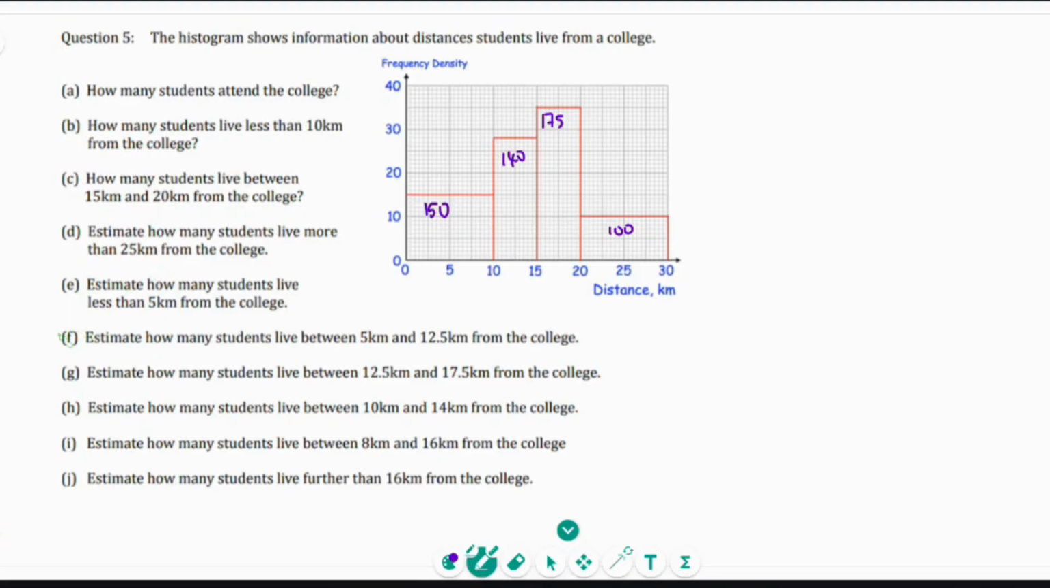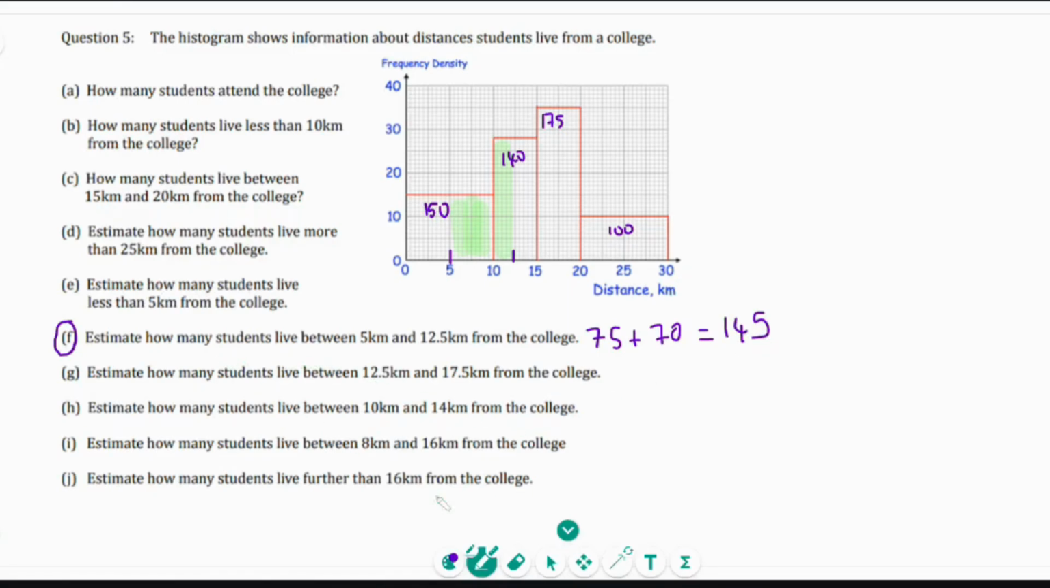Okay, so I just don't want my bars to be too busy, so I've got a new histogram here with all the frequencies in the bars. How many students live between 5 and 12.5 kilometres away? So there's 5 and there's 12.5. It's half of this bar and half of this bar. It's half of 150 plus half of 140. So 70, add 75, 145.